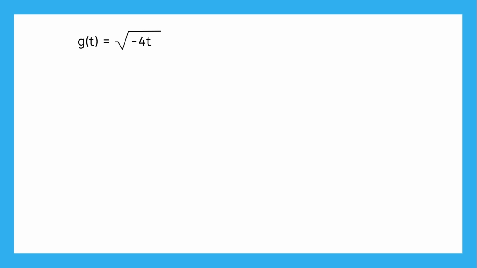Let's take a look at this function, square root of negative 4t. What in this function might cause the domain restriction? The variable is underneath the square root. So what's the rule for a square root domain restriction? The radicand has to be greater than or equal to 0.